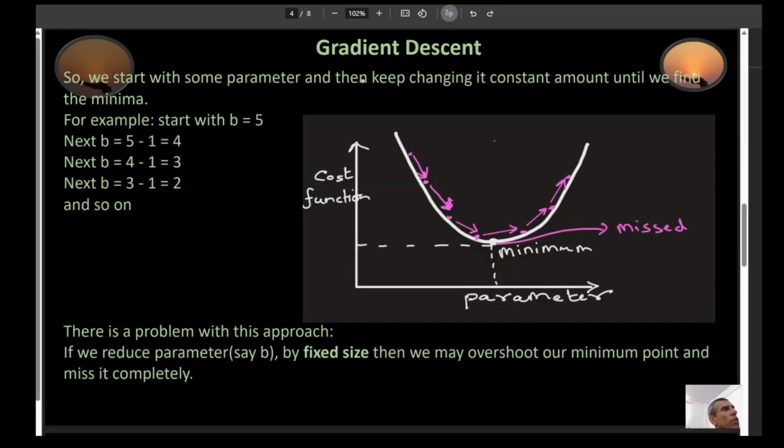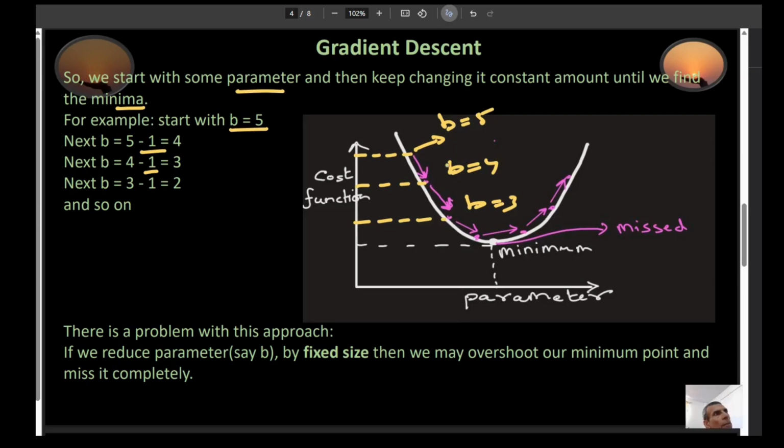Suppose we start with some parameter, say b, and then we keep changing it by a constant amount until we find the minima. For example, let's say I start with b equal to 5. So this is my b equal to 5 over here, and let's say my cost is this right here. Then I decrease my b by 1, so now my b becomes 4. This is my cost right here. All right, then I decrease my b by 1 again, and then my b becomes 3. And let's say this is the cost.